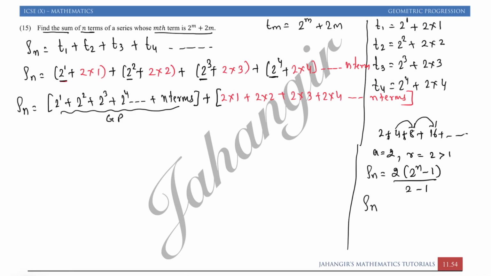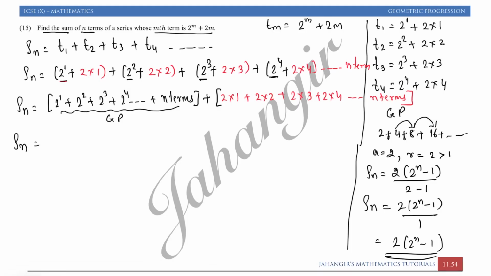So Sn can be written as, for the GP part I am doing, 2 into 2 raised to n minus 1 upon 1. So that is written as 2 into 2 raised to n minus 1. This is the first part. So let us write the first part over here.